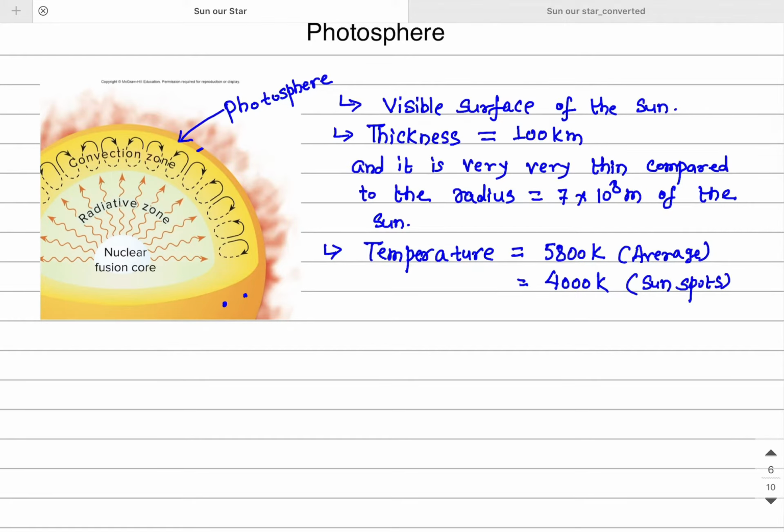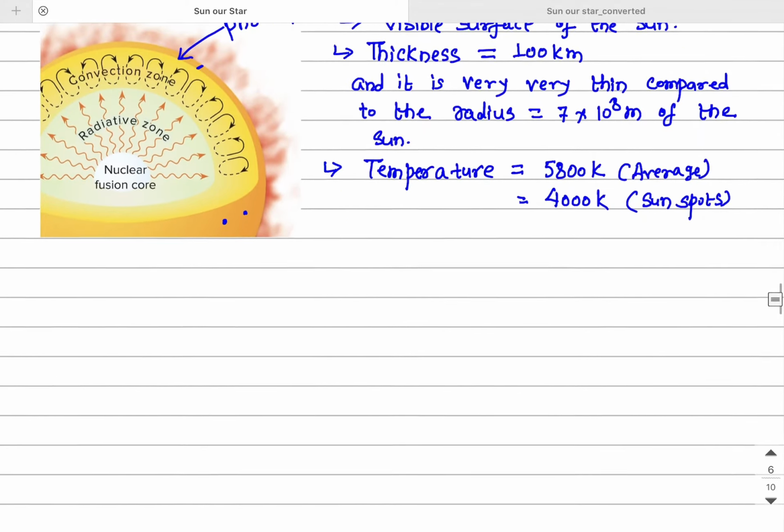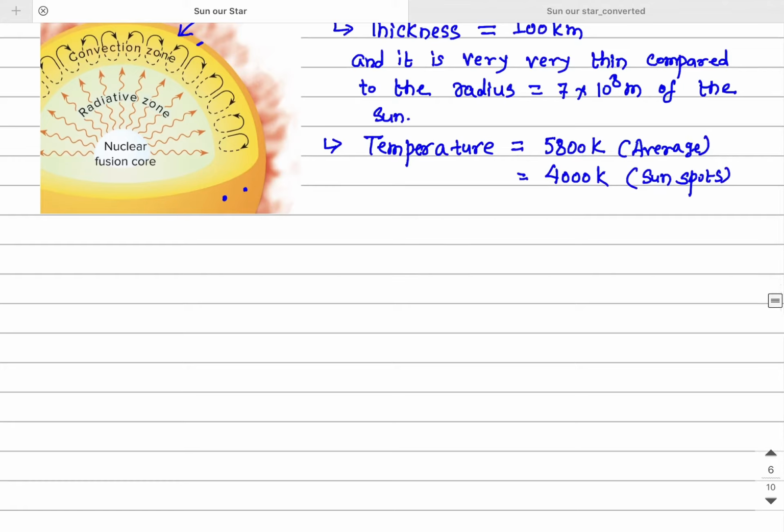And if you compare the temperature of the surface with the core, the temperature of the core is about 15 million Kelvin. This is the temperature of the surface. The core temperature is 15 million Kelvin.